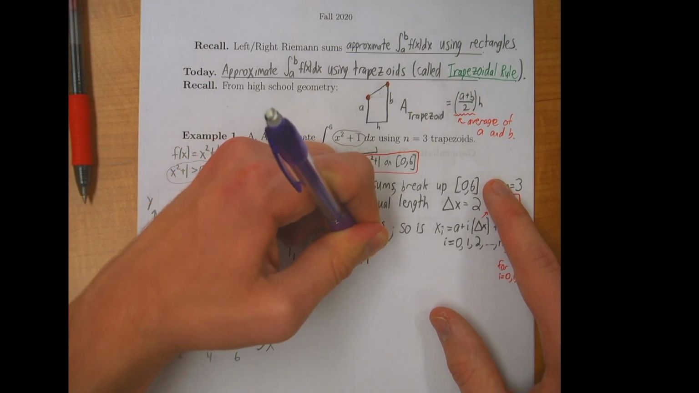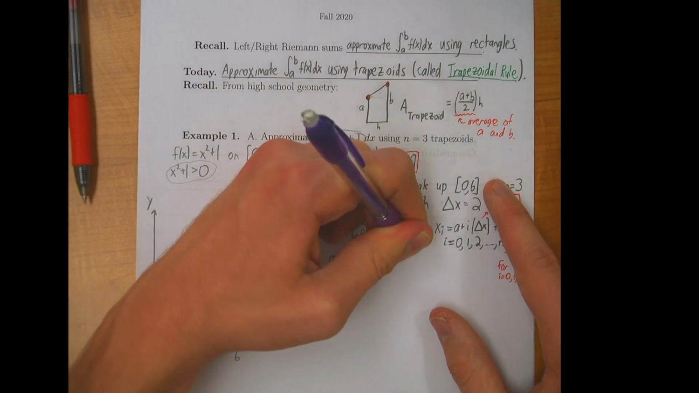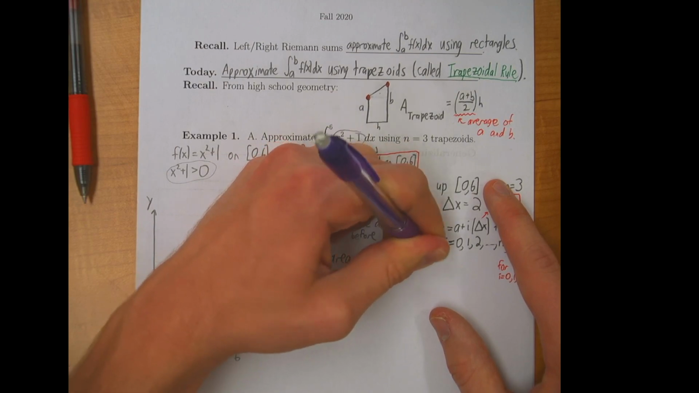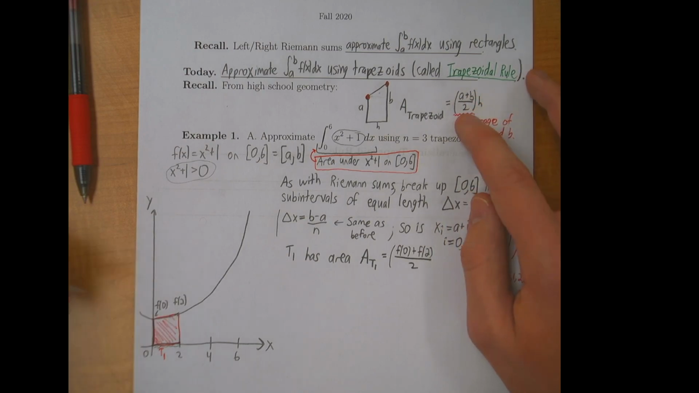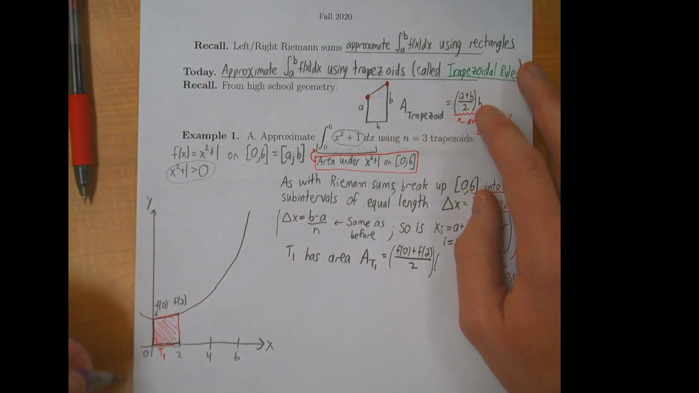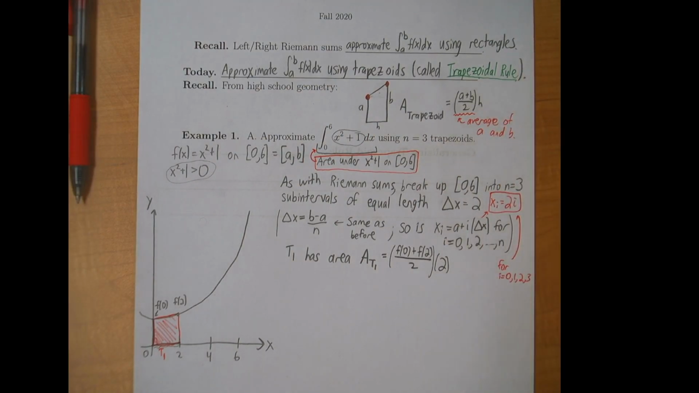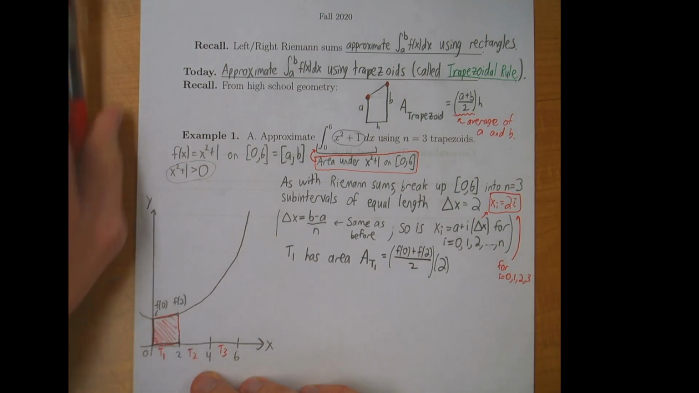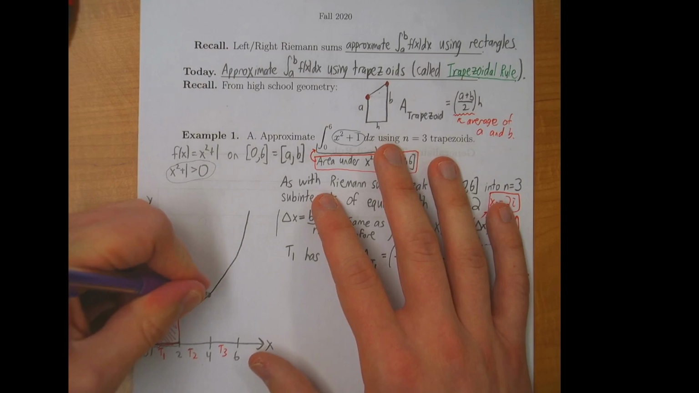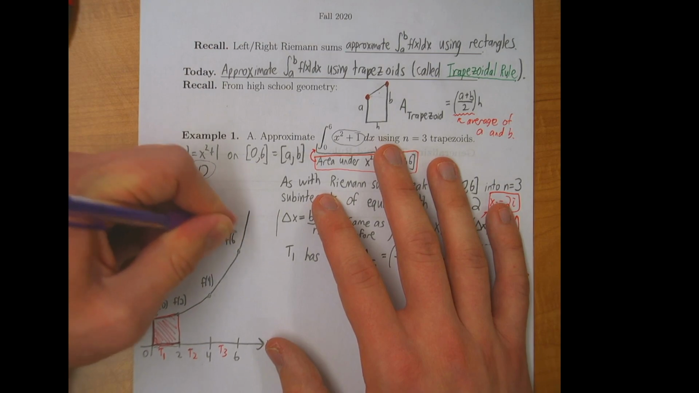which I'll denote by a sub T1, which equals f of 0 plus f of 2 over 2. In this case, a is f of 0, b is f of 2, and then we divide by 2, and then times h, which in this case will just be 2 because that's delta x. And similarly, we repeat the same process for T2 and T3. So if we put f of 4 right here, and then f of 6 right here.